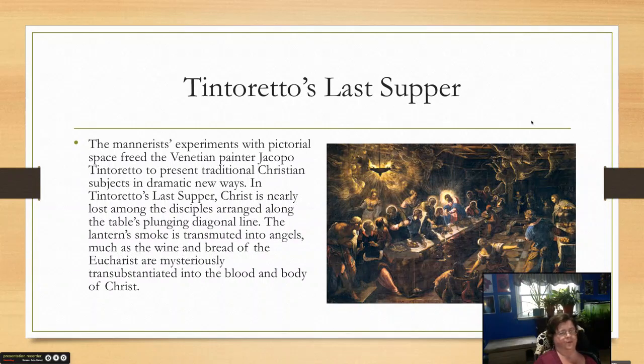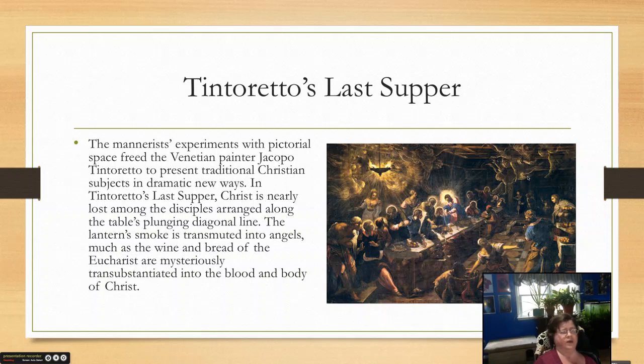Tintoretto's Last Supper. Mannerists' experiment with pictorial space freed the Venetian painter Jacopo Tintoretto to present traditional Christian subjects in dramatic new ways. In The Last Supper, Christ is nearly lost. You can barely find him among the disciples arrayed at the table's plunging diagonal line. The lantern smoke is transmuted into angels. See how we see the angels over here.